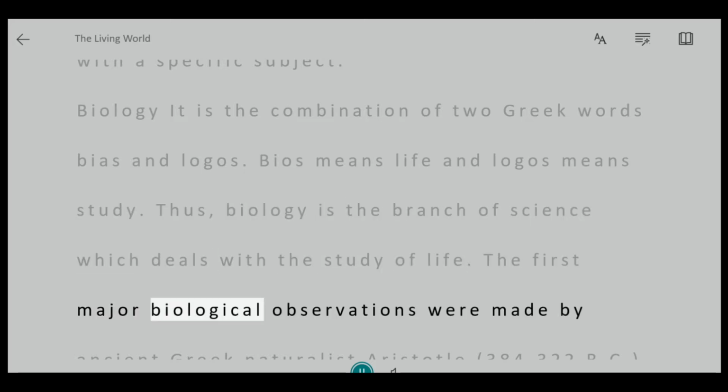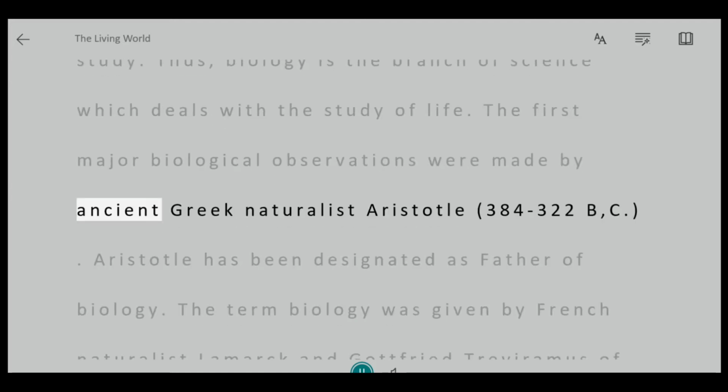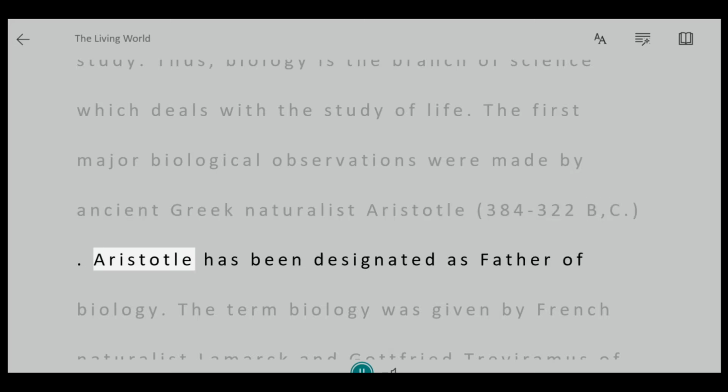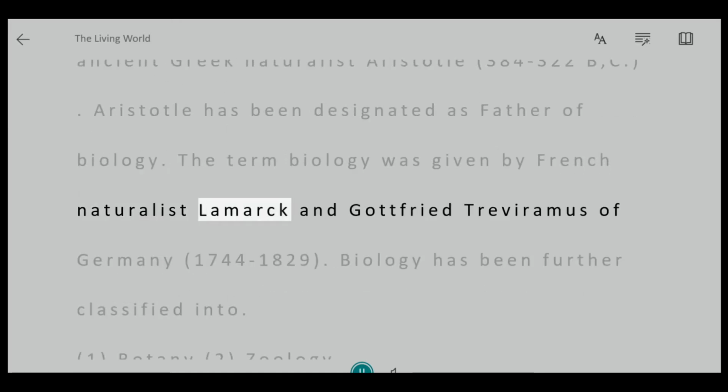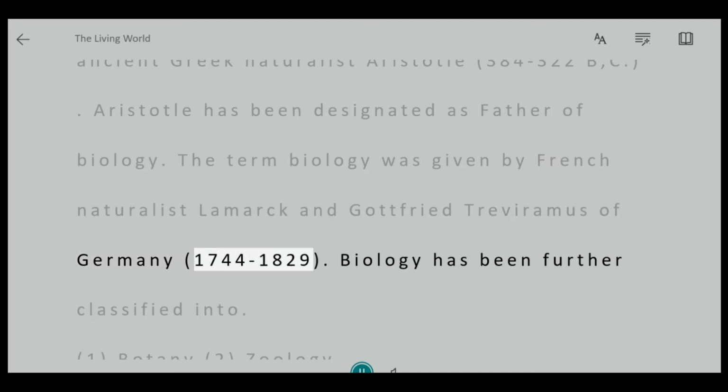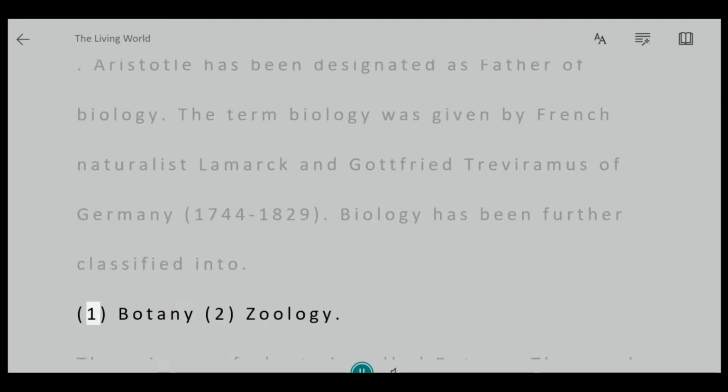The first major biological observations were made by ancient Greek naturalist Aristotle, 384 to 322 BC. Aristotle has been designated as father of biology. The term biology was given by French naturalist Lamarck and Gottfried Treviranus of Germany, 1744 to 1829. Biology has been further classified into 1.